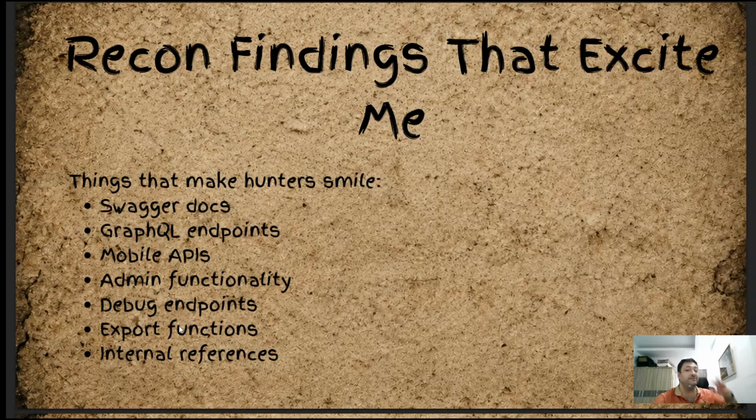All right, recon findings that excite me. These are things that really get me excited. Woo. Swagger docs. Again, I'm a developer, so if I can get a hold of a Swagger doc, I'm going to be excited. GraphQL endpoints. GraphQL is so important. For people who don't know, it is kind of like a more refined version of API, where you can actually just search through like a database of information, and you can look for exact things. API, they just kind of spit everything at you. But if you're looking for something specific like users, passwords, and different things like this, you can find it directly through a query in the GraphQL.